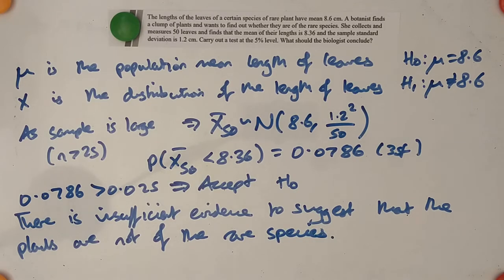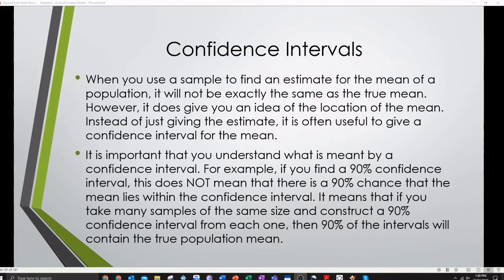Okay, moving on to confidence intervals. So when you use a sample to find an estimate for the mean of a population, it will not be exactly the same as the true mean. However, it does give you an idea of the location of the mean. So instead of just giving the estimate, it's often useful to give a confidence interval for the mean. Whenever you see trials or any big stats investigations, there's usually confidence intervals involved. They're usually sort of like bars which are added on to the location of the mean.